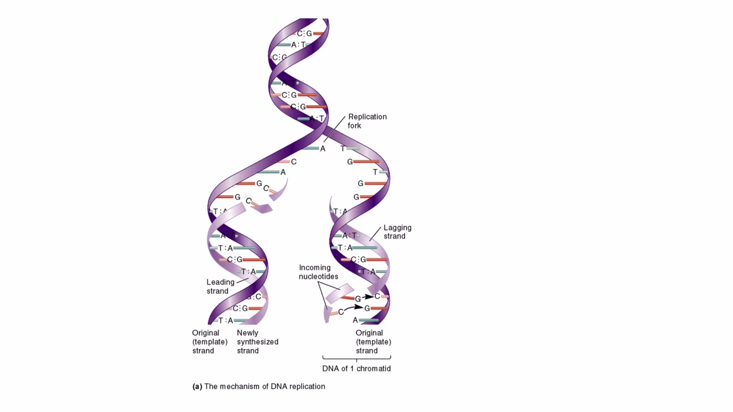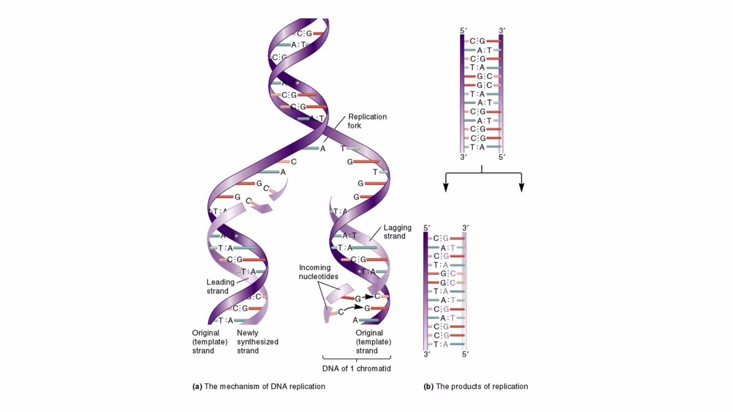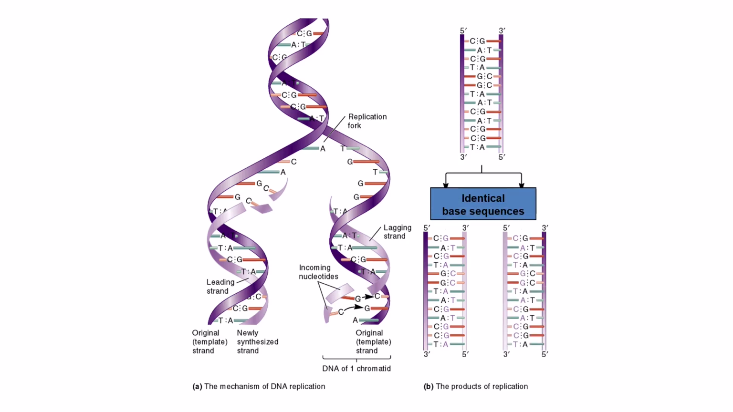In short, this is a parental duplex. The two strands have separated and the two newly synthesized strands are being formed here, one in the form of the leading strand, the other in the form of the lagging strand, where the incoming nucleotides are added on the basis of complementarity, and the product of this replication is the formation of two daughter duplexes which are actually identical replicas or copies of the parental duplex.